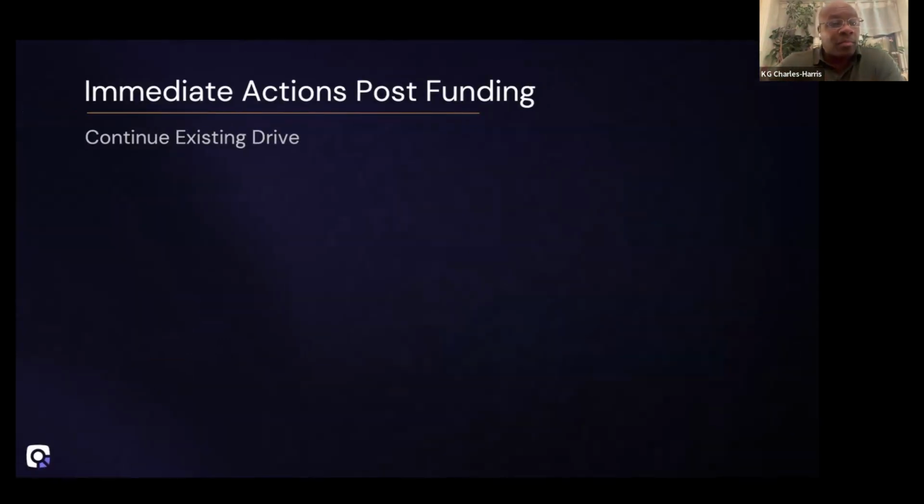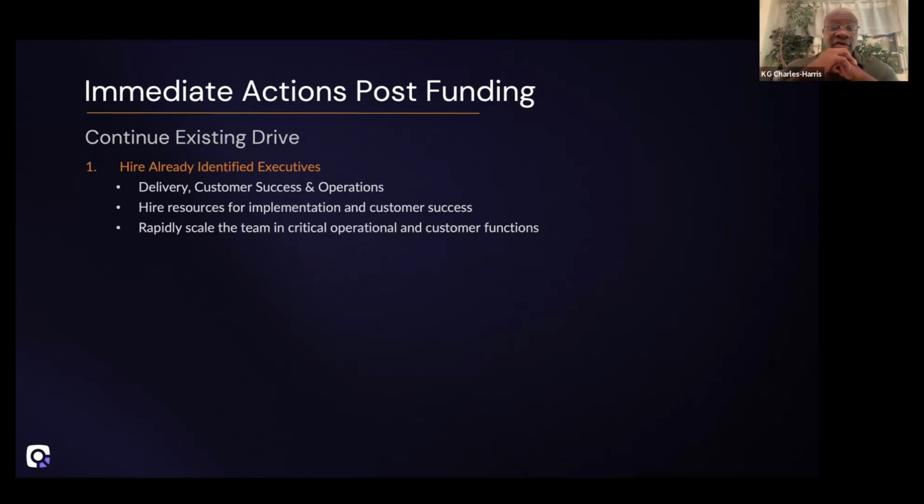So now, once we're funded, we are going to continue the existing drive, and we have been pushing for a long time, and we're right in the commercialization phase. The first thing is that we're going to hire already identified executives beyond the ones that you've seen here, in several areas: delivery, customer success, operations, and to really scale up their teams to be able to deploy. And to rapidly scale the team in other operational functions that we will need, like ensuring that the customer is happy.